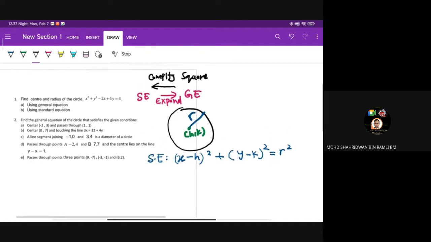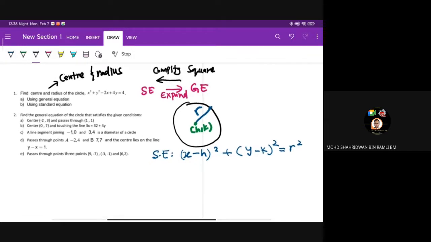Next, after you know how to convert or transform from standard equation to general equation, or from general equation to standard equation, you also need to know how to identify the center and radius. You have to know how to find the center and radius from the given standard equation or general equation. So here it gives you x squared plus y squared minus 2x plus 4y is equal to 4. Before that, you need to know the standard equation.